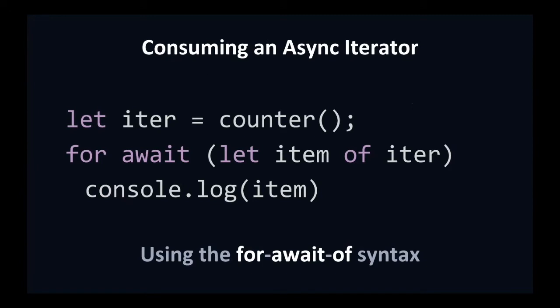So here's where we get to use our for await of syntax. As you can see, it looks just like a for loop, but with that added await keyword. So first we call that counter function, and then we assign the result to that value iter. And when you call an asynchronous generator function, what you get back is an asynchronous iterator. And so now we can loop over that iterator, but use the await keyword.